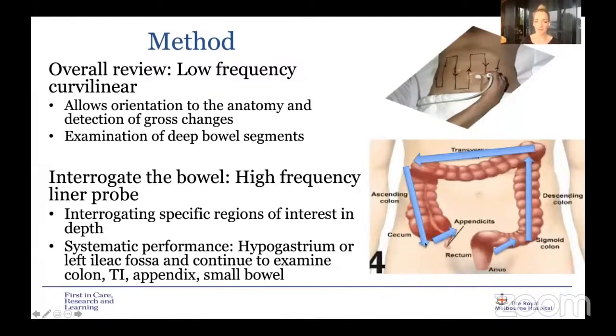Some people start over in the right iliac fossa. I prefer the left iliac fossa personally, starting at that sort of junction between the rectum and sigmoid colon, and you go through and interrogate each bowel segment thoroughly and then get to the ileocecal valve and then examine the ileum. It is difficult to continue to follow the ileum proximally, especially if they've got deep pelvic loops, and that's when, again, with the linear probe, you interrogate the whole small bowel with that zigzagging way as well.